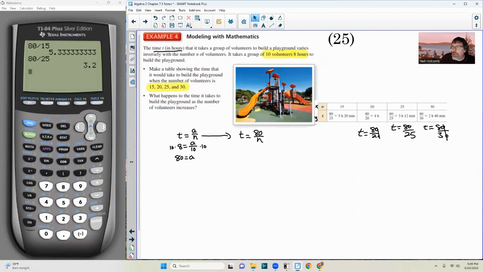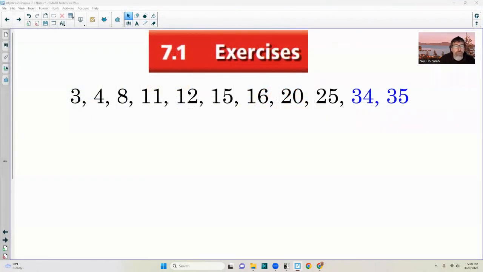Now you should be able to do problem number 25 in your exercises. That brings us to the end of chapter 7.1. Here are the exercises I want you to try, and I threw in 34 and 35 for good measure because it's always good to review old stuff.